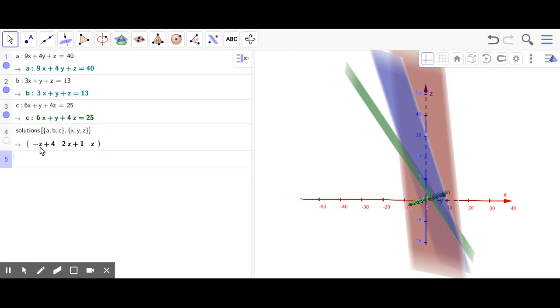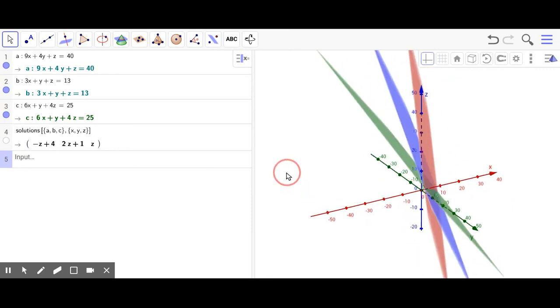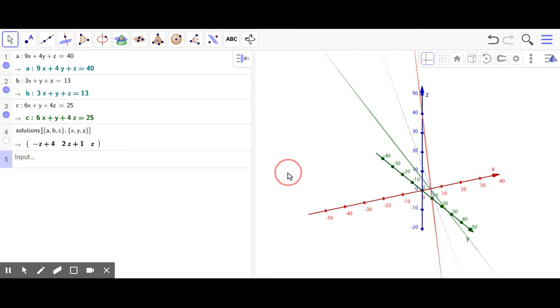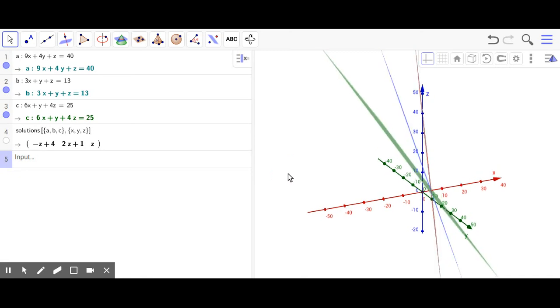Now, what's happened with our solutions, we've got this negative z plus 4, 2z plus 1, and z. What that solution tells us is that is actually a vector line. So that is not one solution, that is an infinite number of solutions. If I get the graph there, we can see that there is an infinite number of solutions. So I'm going to make a copy of that and explain my answer.